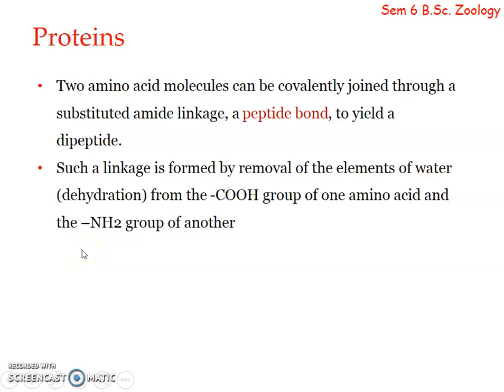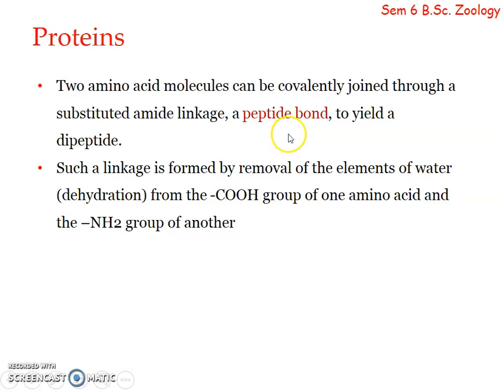So welcome back to the session on amino acids and proteins, and here we will be discussing proteins. We have already seen amino acids, the structure of amino acids, the properties and classification of amino acids. Already mentioned that proteins are polymers of amino acids which are linked together by peptide bond, which is a specific kind of covalent bond.